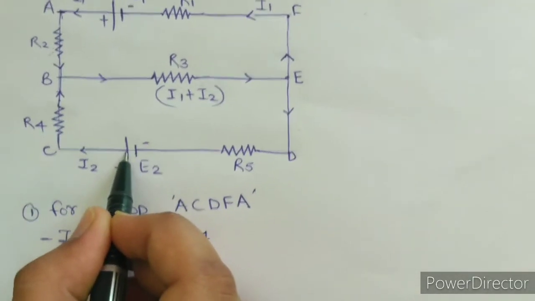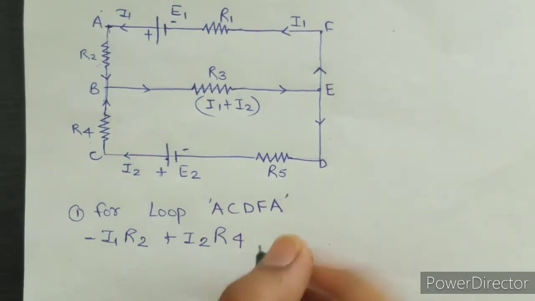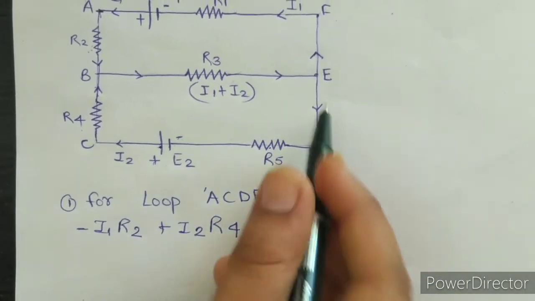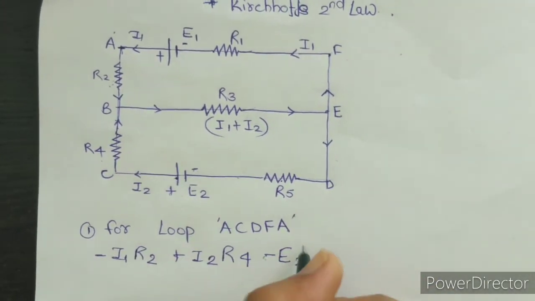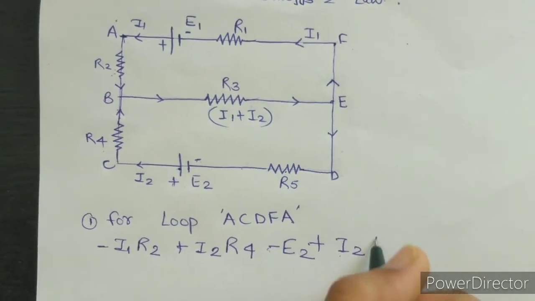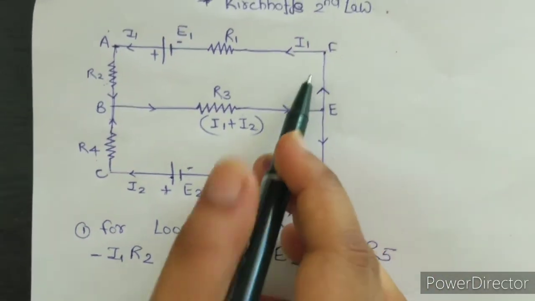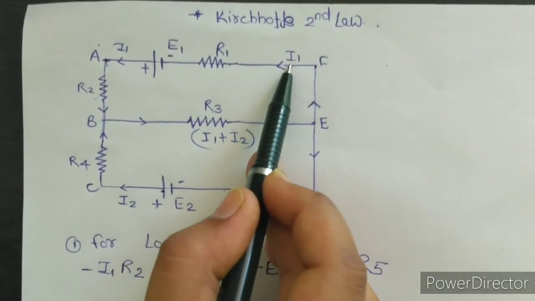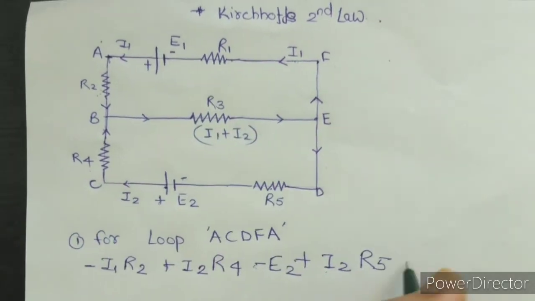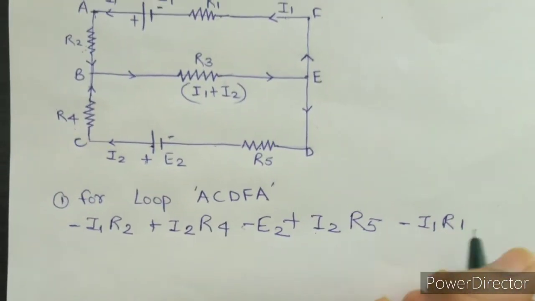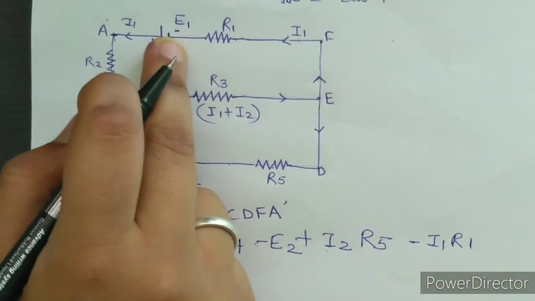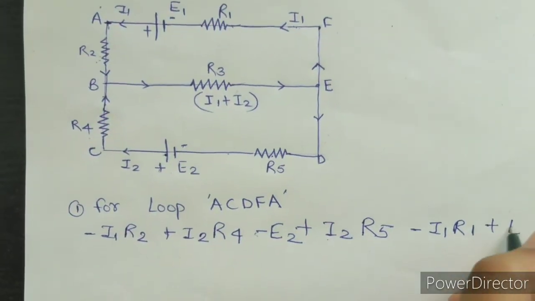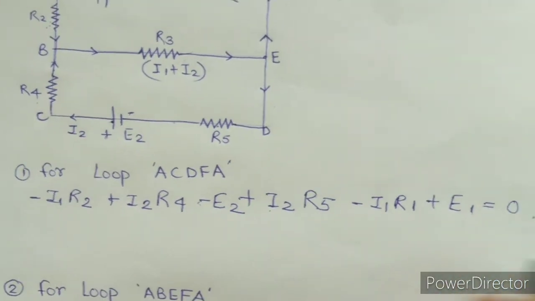Then we are here at the EMF. So it is positive to negative. So it would be considered as minus E2. Then we go towards R5. The direction is opposite. So it would be plus I2 R5. Then we move upwards. The direction of current and direction of traversing is the same. So it will be minus I1 R1. And here at the EMF we are traversing from the negative terminal to the positive terminal. So it should be considered as positive. So it would be plus E1 is equal to 0.